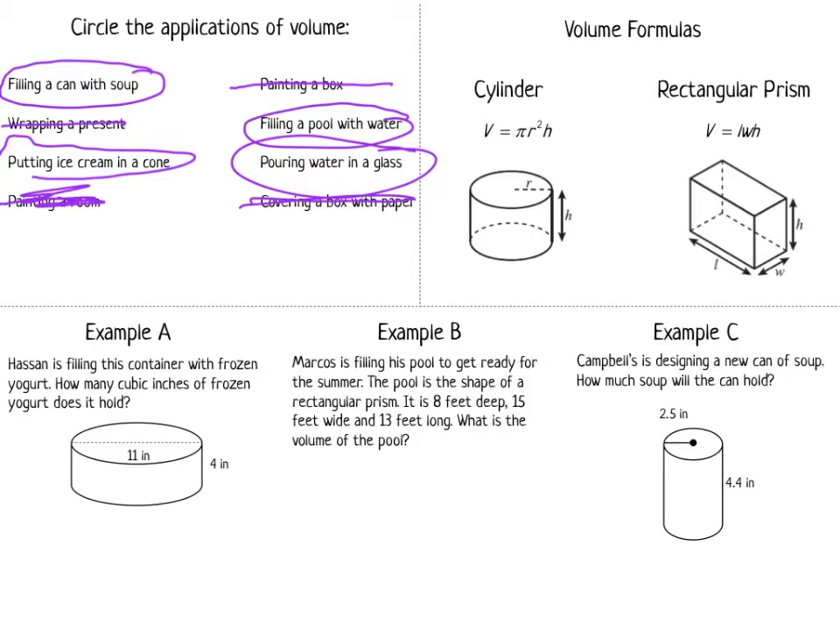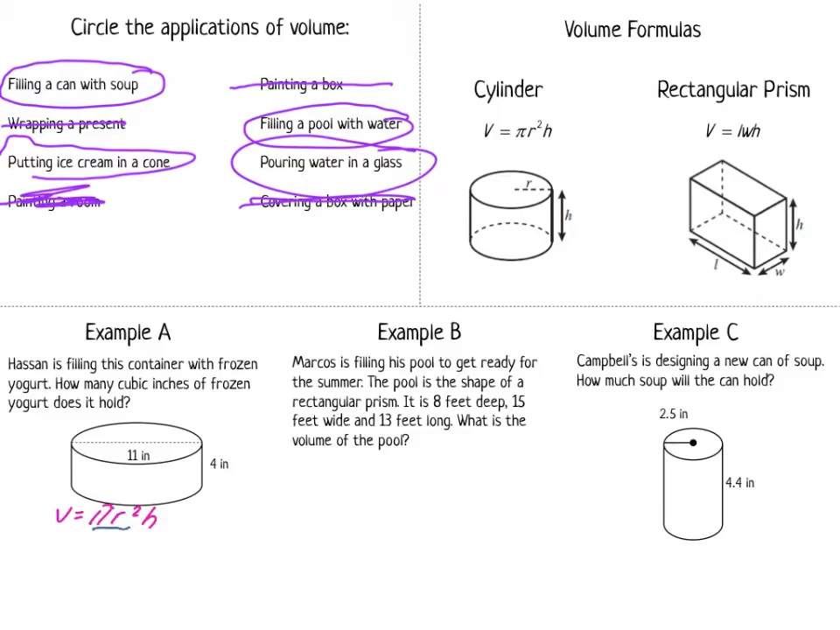So let's take a look at example A, where it says that Hassan is filling this container of frozen yogurt. How many cubic inches of frozen yogurt does it hold? So we can see that it is a cylinder. So we're going to go up there and grab our cylinder formula. So our volume is going to equal pi r squared, just like it did on the front, times our height. So again, the area of the base is this part of our formula with our pi r squared, and then our height is obviously going to be the h.